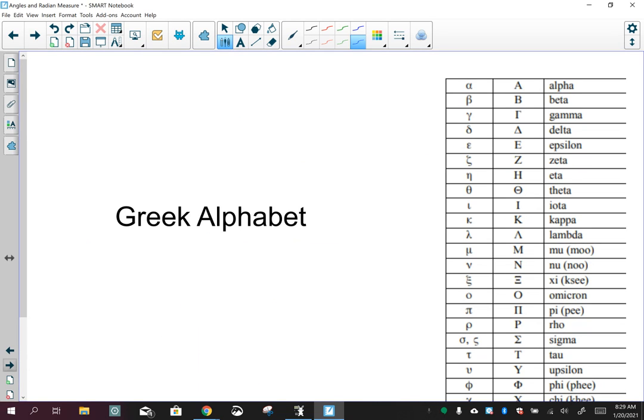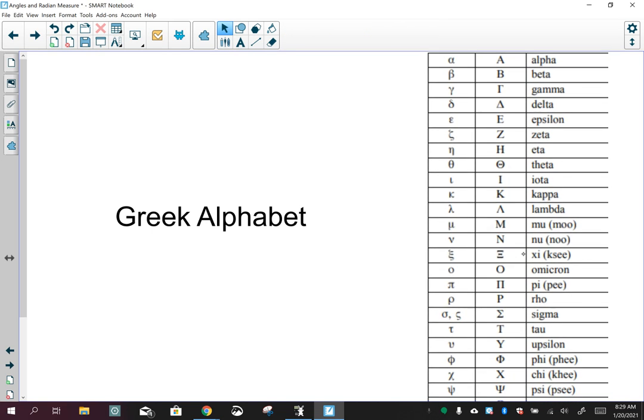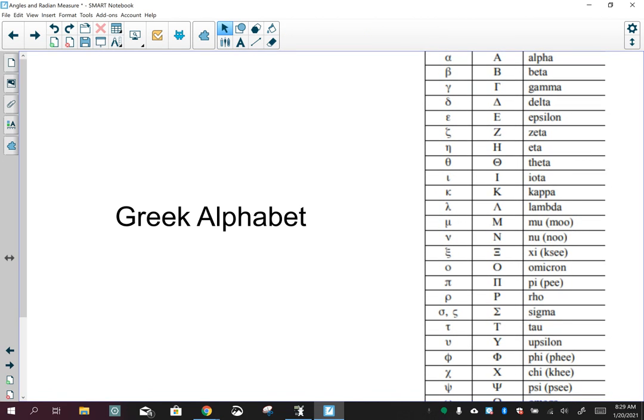All right, now you're going to notice this is trigonometry. So in trigonometry we have the Greek alphabet. You don't have to memorize this, and I'm not going to have a test over it, but you're going to need to know it. You're going to see a whole bunch of different things, and it's like, I don't understand what I'm looking at. Well, you're looking at the Greek alphabet.